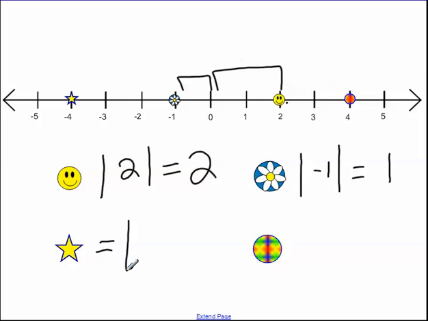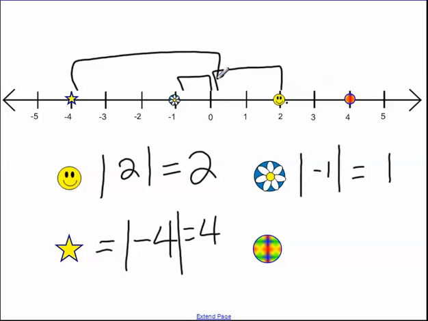Let's quickly do the last 2. The absolute value of -4 at the star is going to be a +4 because again, it is 4 away from 0. And finally, if I look at my colored circle over here, I have the absolute value of a +4 now. Well, I have that 4 is still 4 away from 0. So no matter what, the absolute value is always going to be the positive version of the number.